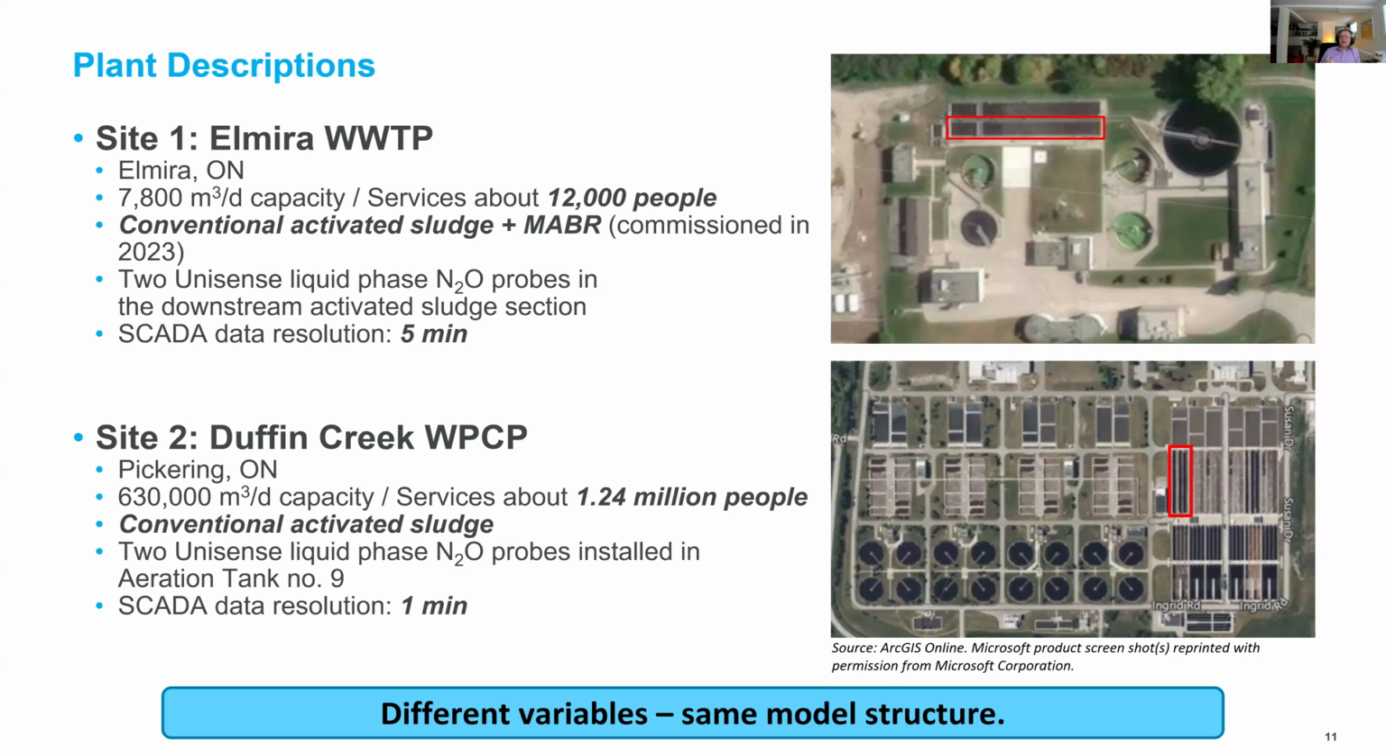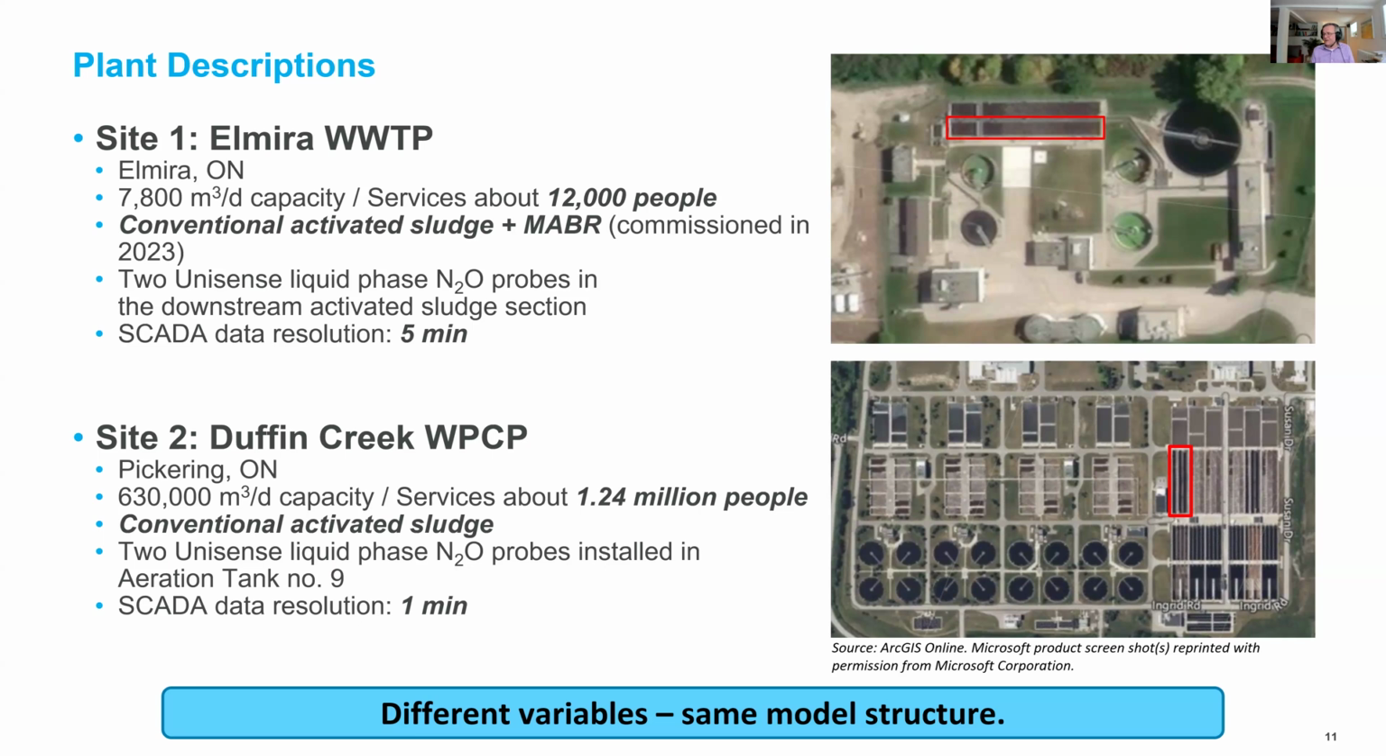So luckily, we were involved for Elmira in the MABR commissioning or design commissioning. And for Duffin Creek, there are all kinds of projects in parallel. Lucas and I are doing a parallel study on aeration control, right? So we really had insights into a lot of dynamics already, collected a lot of high resolution data, in this case, 1 minute data.